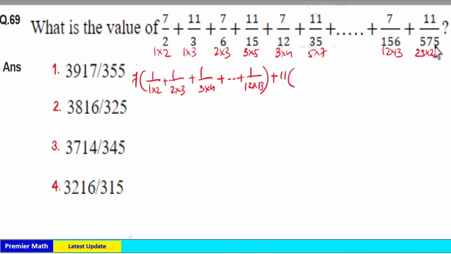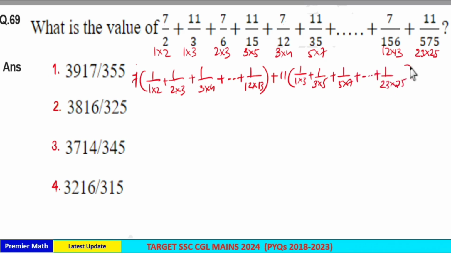So 23 into 25 is 575. So I can write this as 1 by 1 into 3 plus 1 by 3 into 5 plus 1 by 5 into 7 plus etc. up to 1 by 23 into 25. Now we have two series and there is similarity between these two series. So there is a short trick to solve such series.